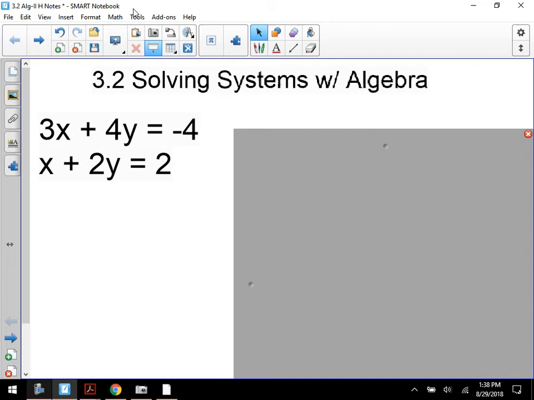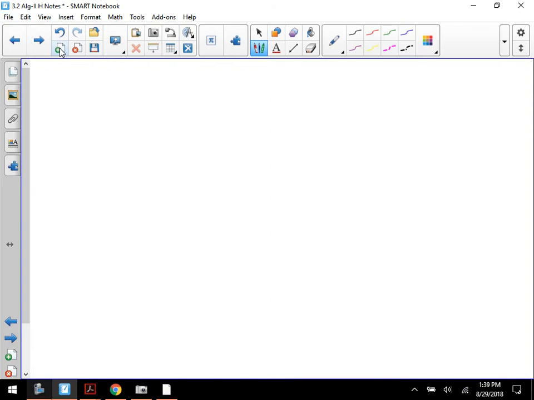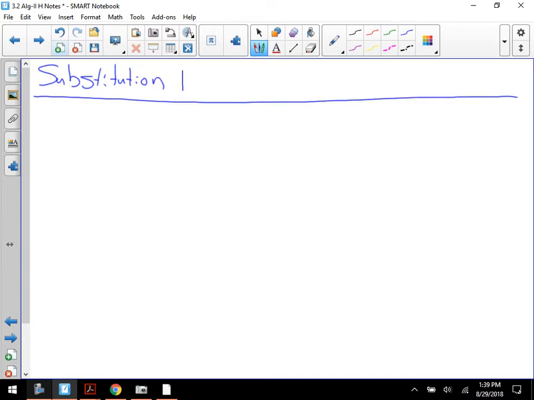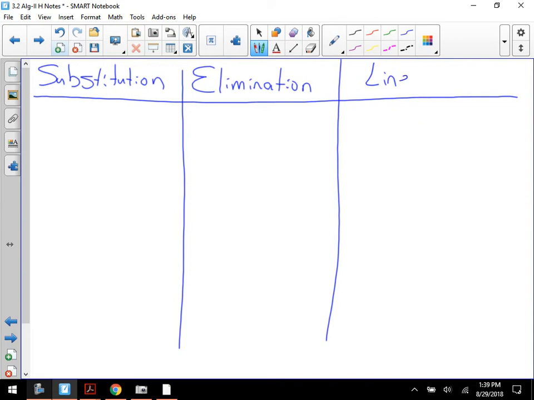How about the all-else-fails one was called linear combination. There's probably another name for it, but I grew up knowing it as linear combination, where you multiply to turn it into elimination and whatnot. So before I do this, let's briefly talk about the methods. We had substitution, elimination, and then the last one is linear combo.